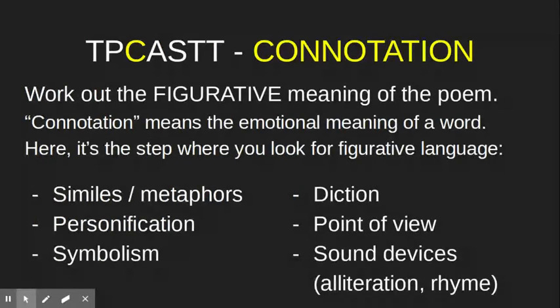C, step 3 is connotation. This is the step to work out the figurative meaning of the poem. Since for P, for paraphrase, we worked out the literal meaning, now we work out the figurative. Now, connotation means the emotional meaning of a word, but here it's the step where you look for figurative language.